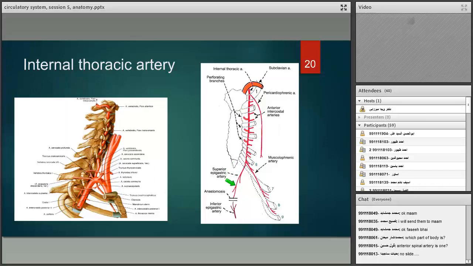But the superior epigastric artery is going to the anterior wall of the abdomen, and I will explain that in next slides. The internal thoracic artery is also sending some branches to the mammary gland from this side, and also it has some perforating branches to the cutaneous part of the chest. So it is supplying the blood also for the mammary gland.